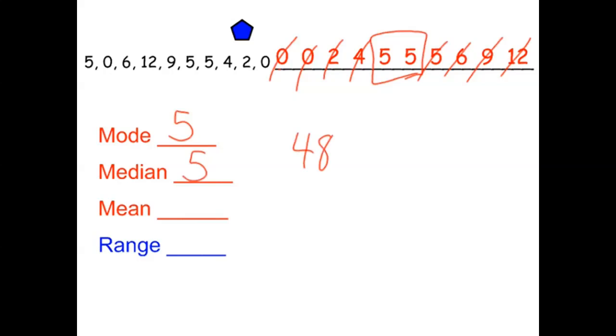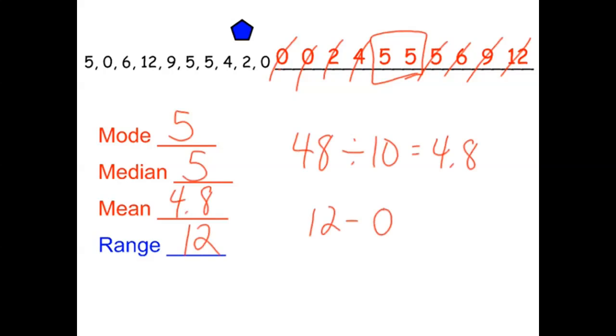And there are 10 numbers, and 48 divided by 10 is 4.8. So our average, or our mean, is 4.8. The range, the high minus the low, would just be 12 minus 0, so that's 12.